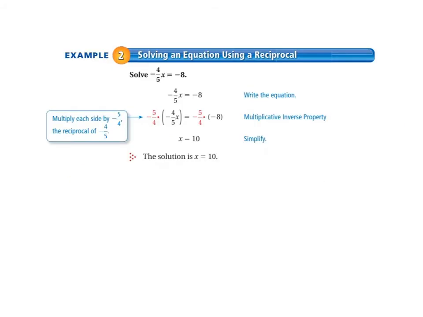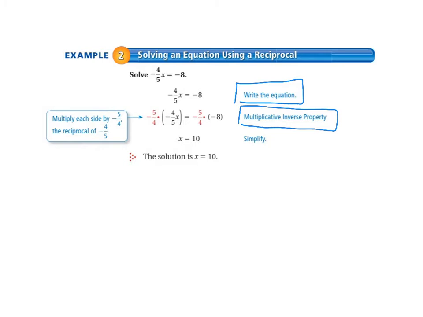So example 2, solving an equation using a reciprocal, looks really tricky, but if you just follow the math, you're going to be okay. So it says solve negative 4/5 x equals negative 8. So as always, our first step is to write the equation. Negative 4/5 x equals negative 8. So we are using the multiplicative inverse property. Sounds really complicated? It's not. You're doing the same thing you were doing before.